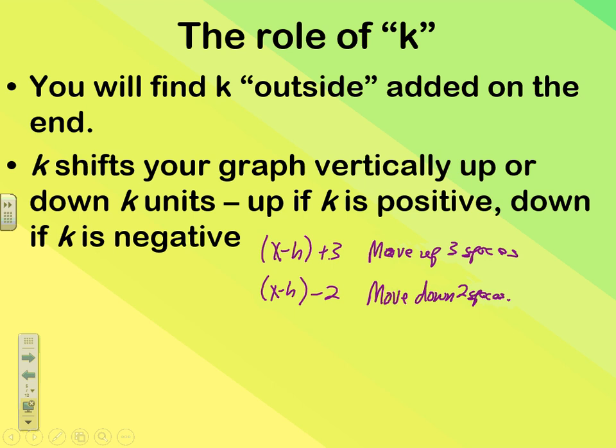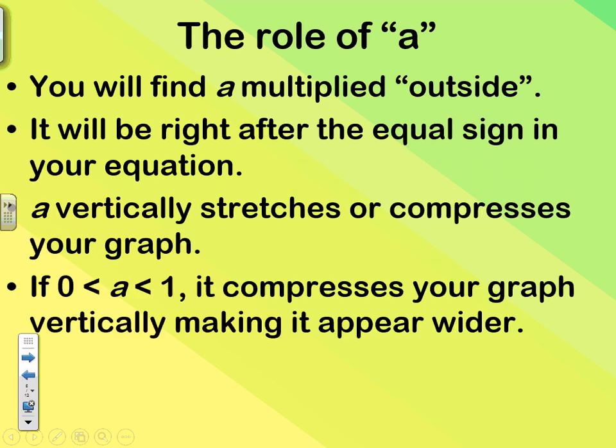So that's what the transformation k is going to basically tell you to do. It translates it up or down, and that's it. Now here, the a transformation says it'll actually do 2 things for us.